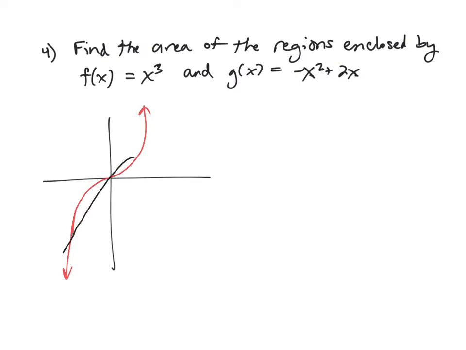I believe that ends up having a vertex of negative b over 2a. That's negative 2 over 2 times negative 1, which is negative 2 over negative 2, positive 1. So positive 1, let's plug that back in here, and g of 1 is negative 1 plus 2, which is positive 1. So we have a vertex point of 1, 1, which happens to be a point on here as well.